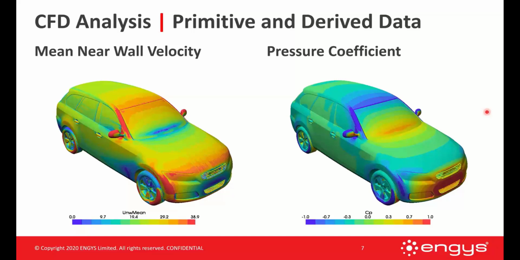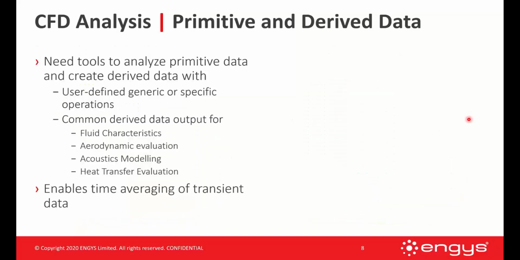So we're given a lot of information just from these two different plots about the aerodynamic performance and behavior of our particular design. So in reality, we need tools to be able to analyze primitive data and to actually create derived data within user-defined, generic, or specific operations, and then also common derived data output for things about fluid characteristics. So vorticity is a kind of a fluid characteristic, how much swirl is happening, aerodynamic evaluation, lift and drag, acoustic modeling, and maybe heat transfer evaluation, so heat transfer coefficients.